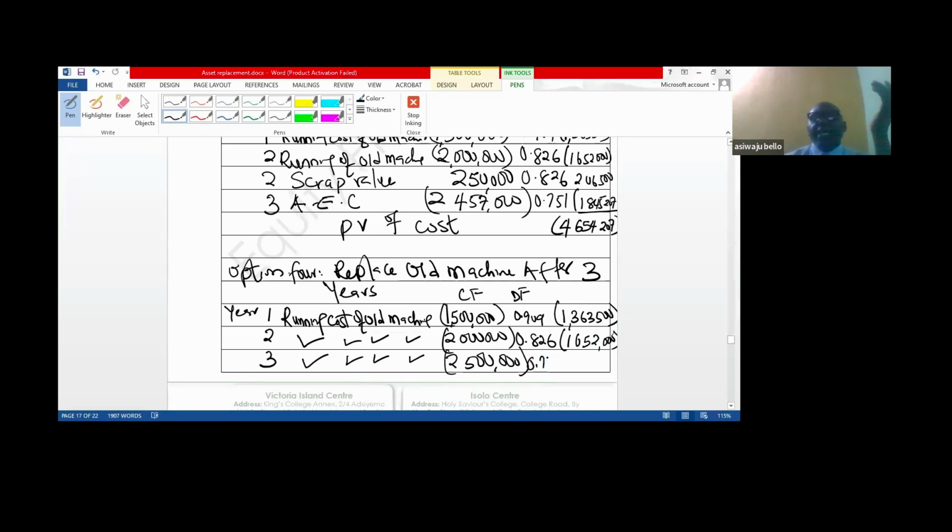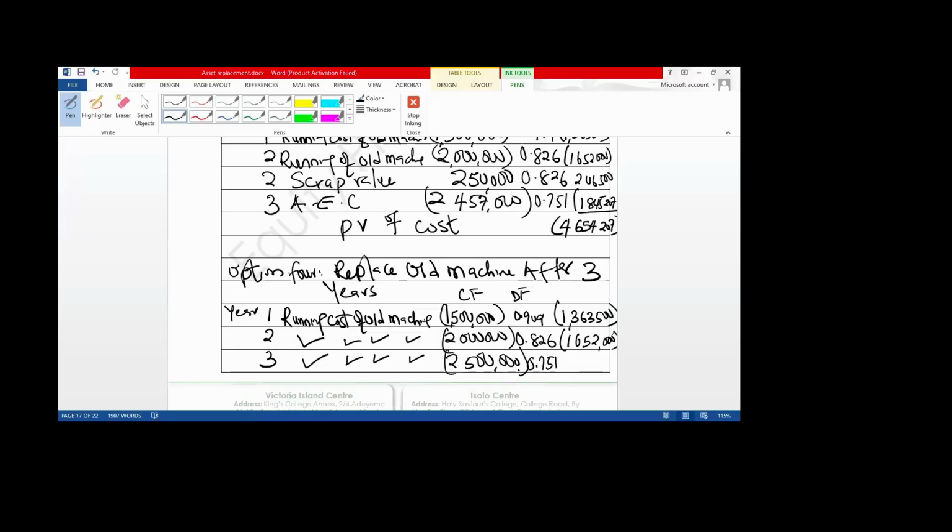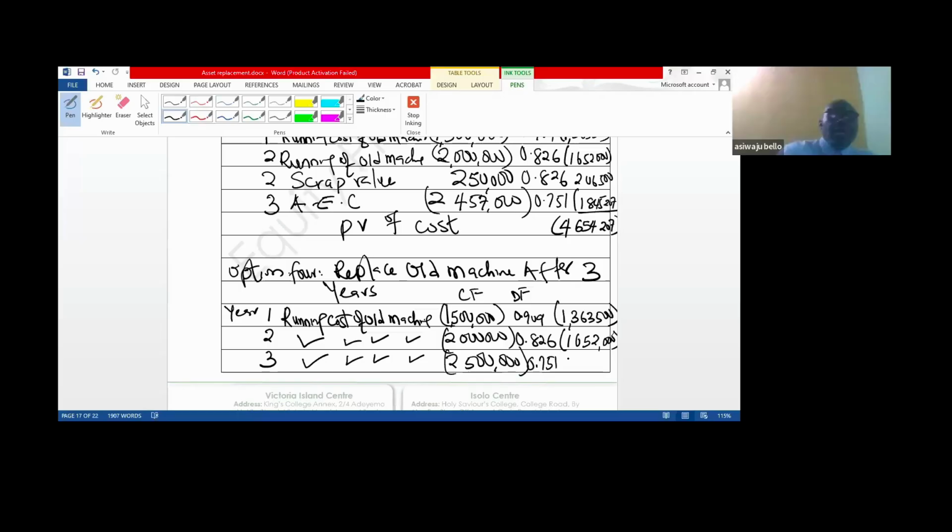Then for year 3, you observe that our annual equivalent cost for new machines replaced after 3 years. That means these 3 years have been completed. 2.5 million multiplied by 0.751 is $1,877,500. Negative 100. Because the old machine has been used for 3 years.